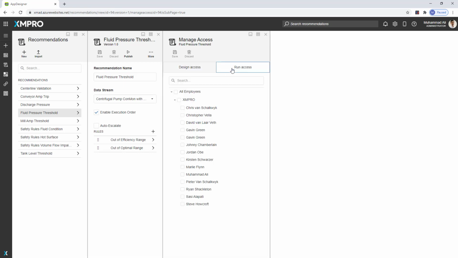Now if I go to the run access, you will see I have a list of all the users along with the business areas or the roles they belong to. Your administrator can create any hierarchy over here as required by the business. That is done in the subscription manager. But over here I can choose a certain person or a group of people who can have the runtime access to this recommendation.